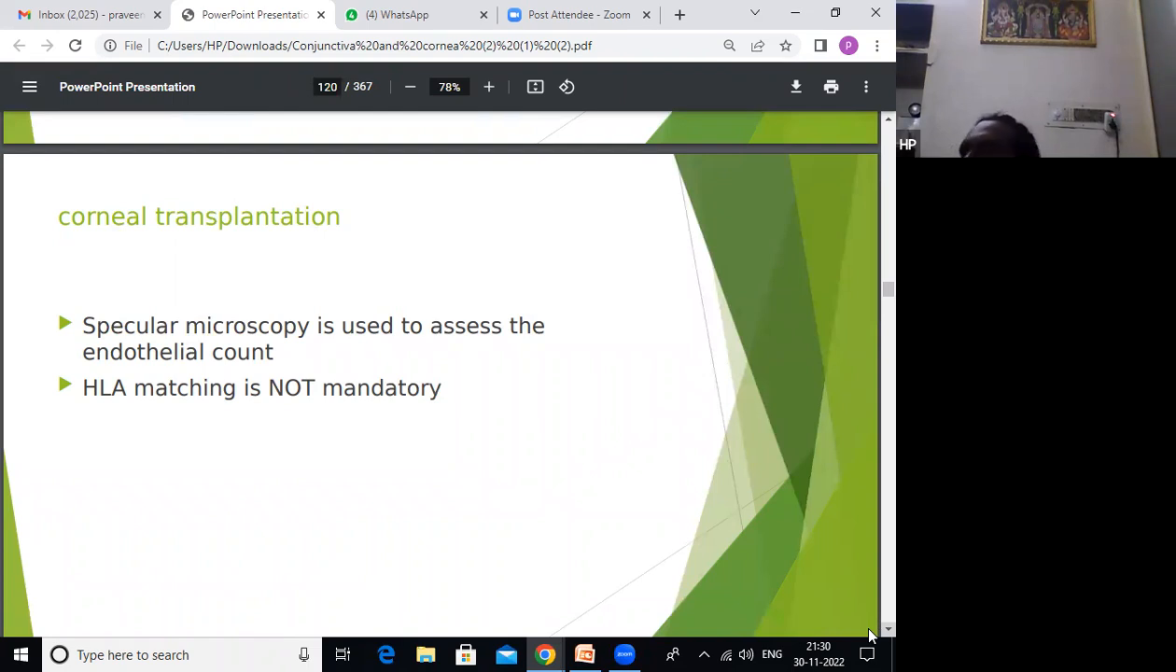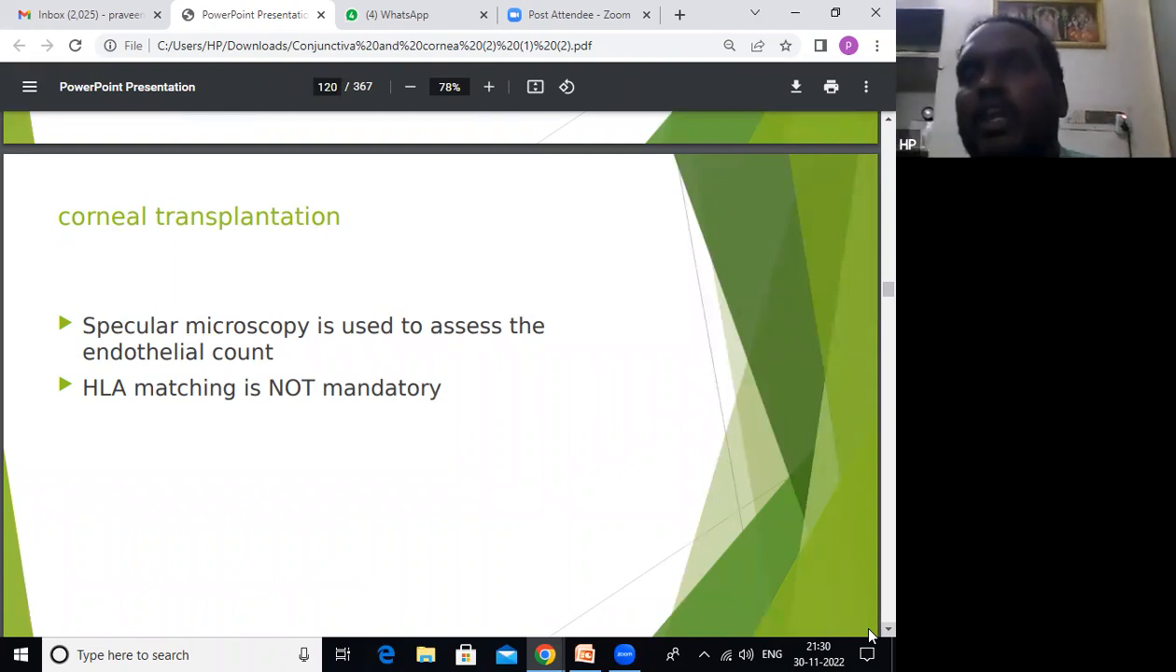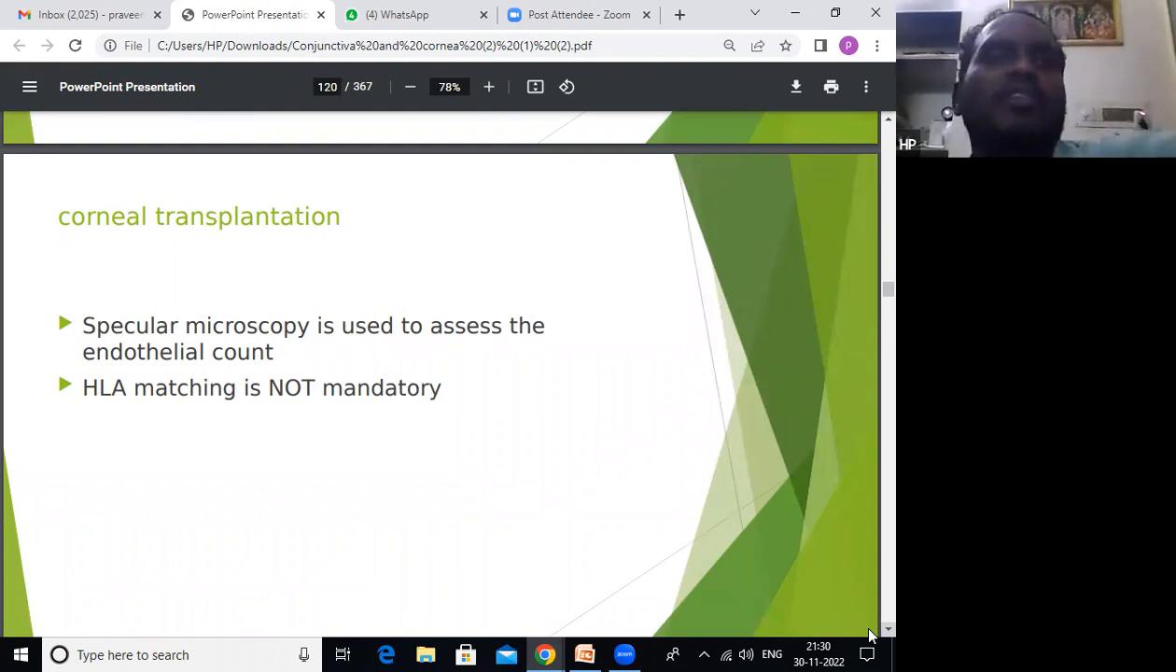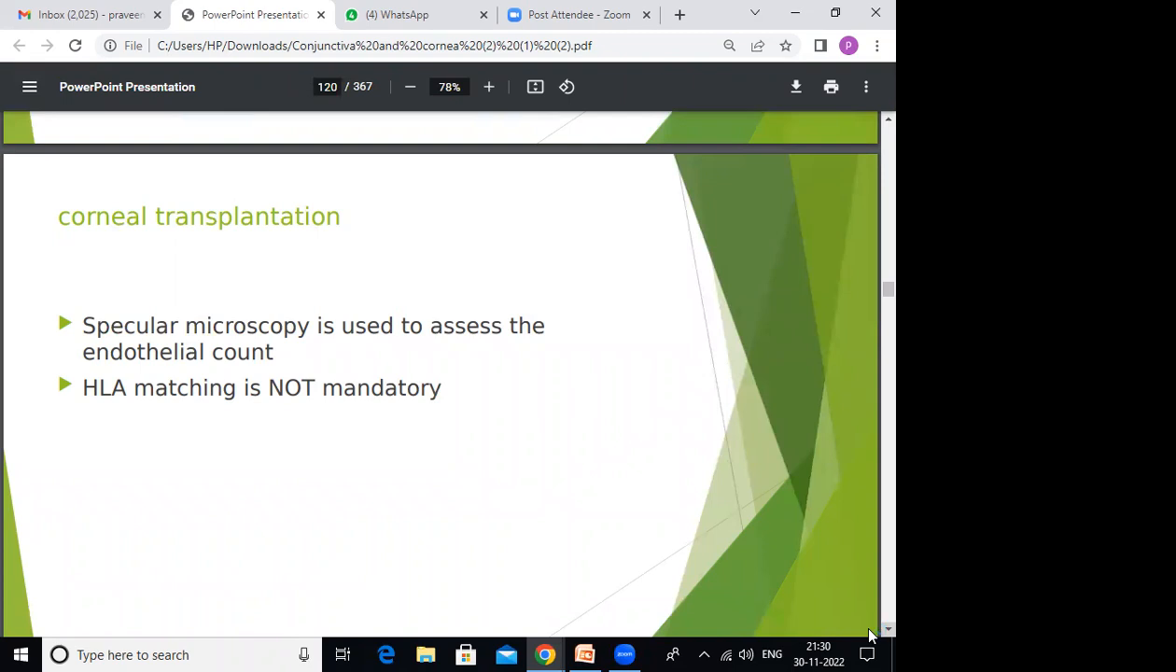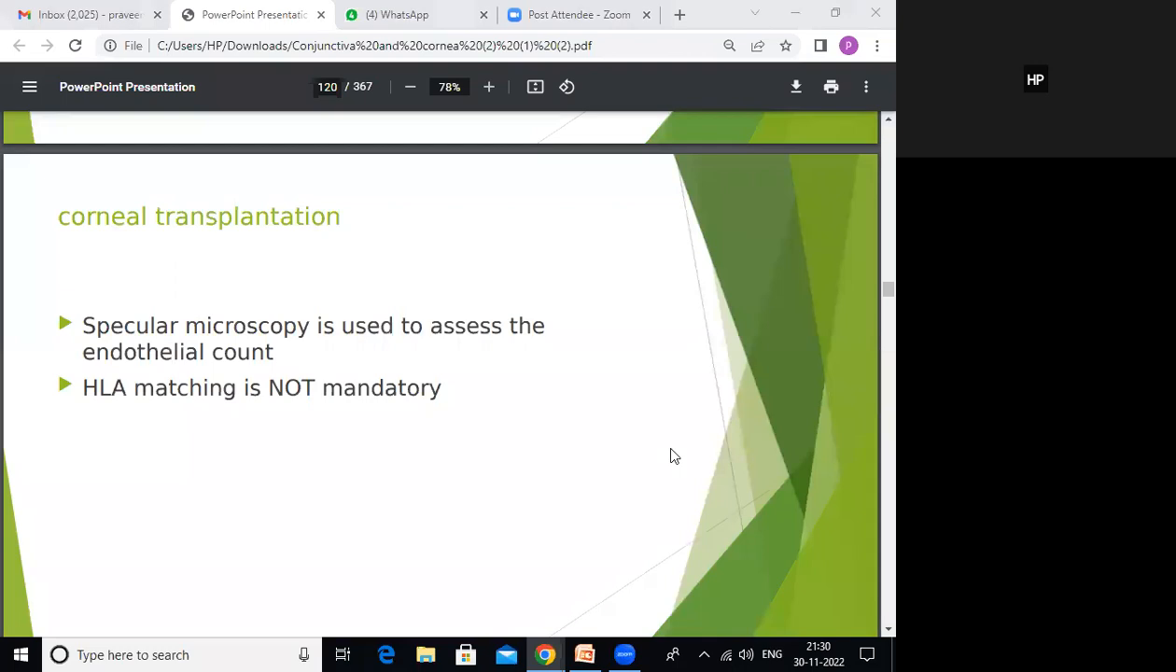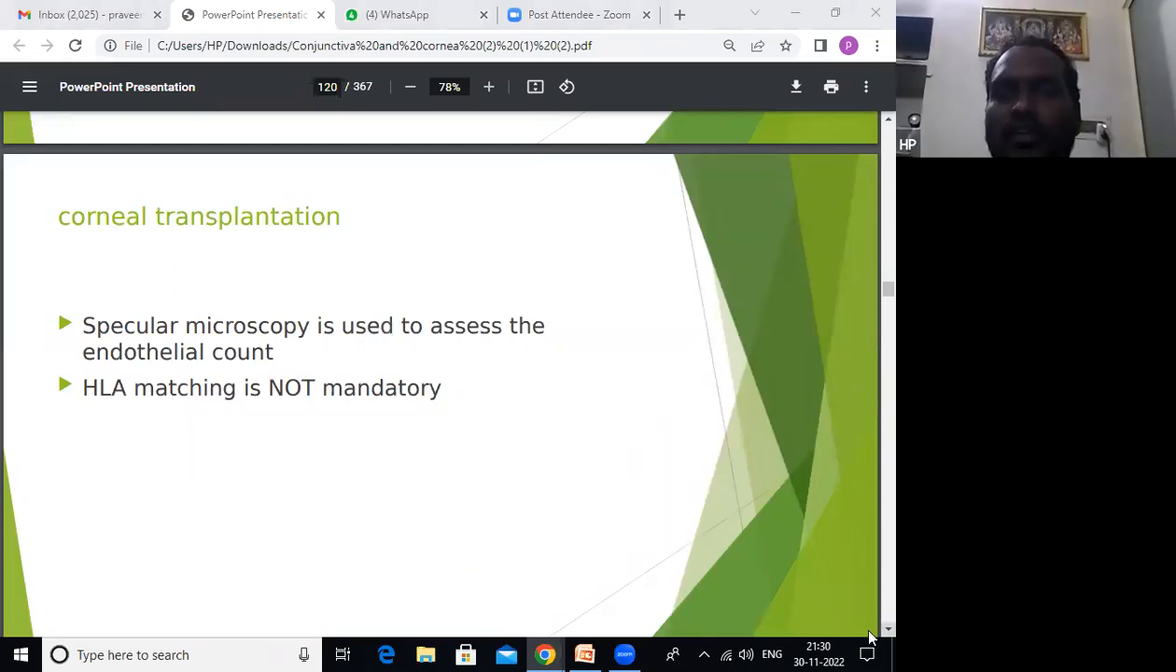Okay. So the question can be, which of the following is a true statement regarding corneal donation, or which of the following is a false statement regarding corneal donation. Corneal donation, unlike liver transplant and renal transplant, will not need blood grouping and matching, or HLA typing or HLA matching. You don't need those things in corneal transplantation.